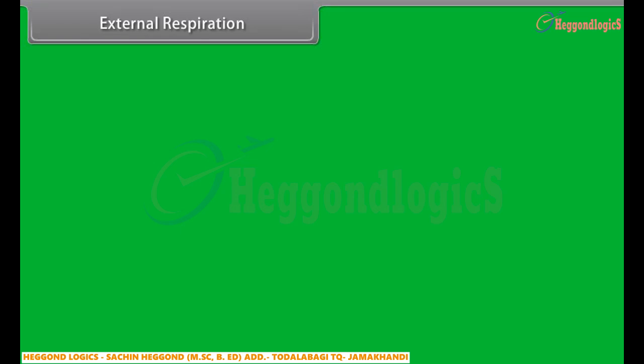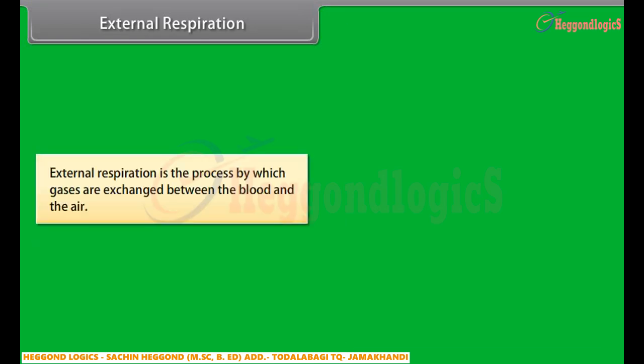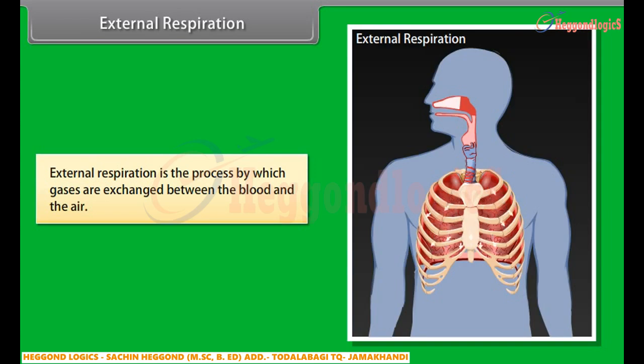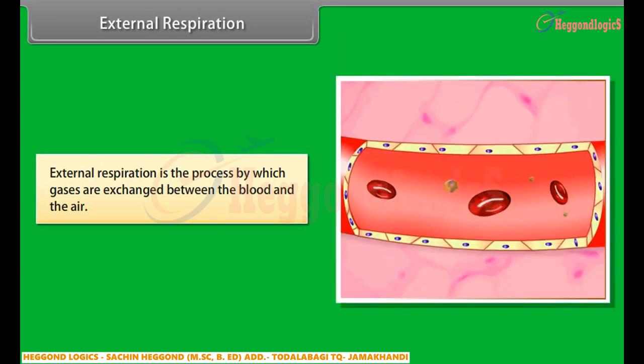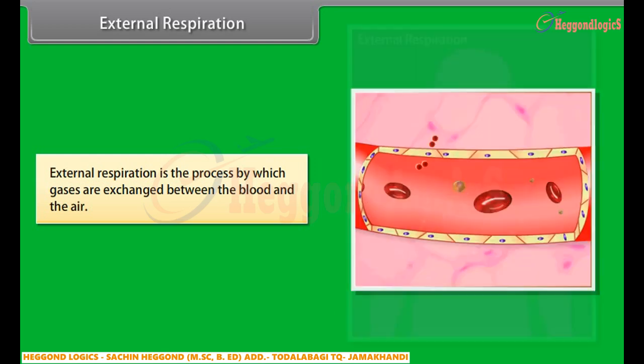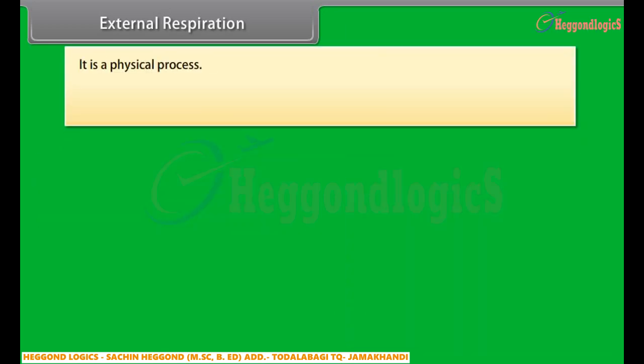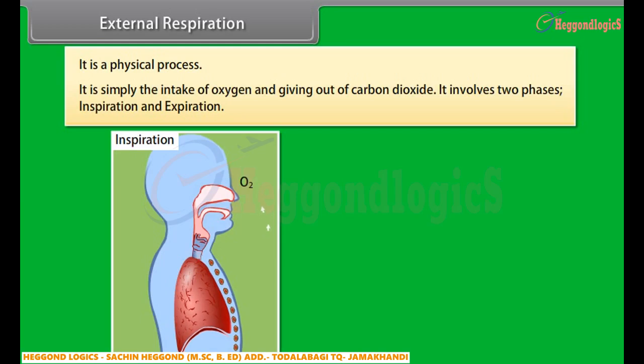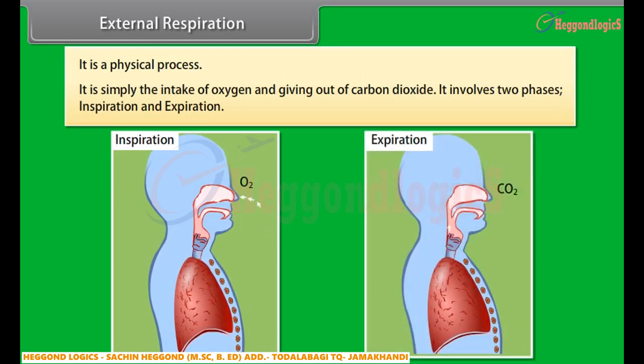External respiration. External respiration is the process by which gases are exchanged between the blood and the air. It is a physical process. It is simply the intake of oxygen and giving out of carbon dioxide. It involves two phases: inspiration and expiration.